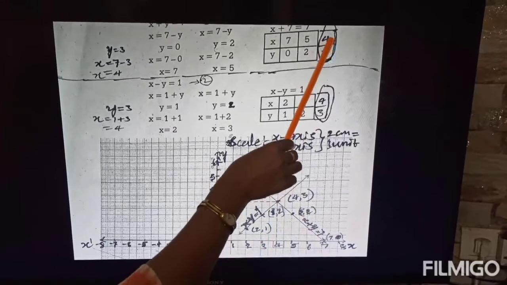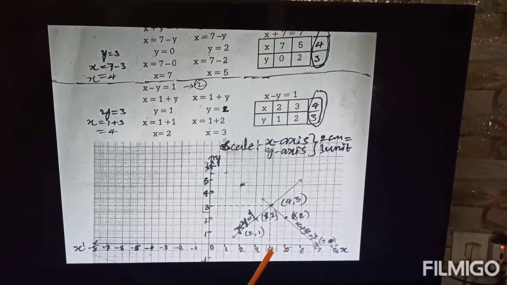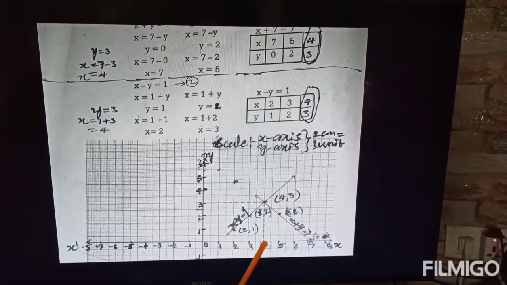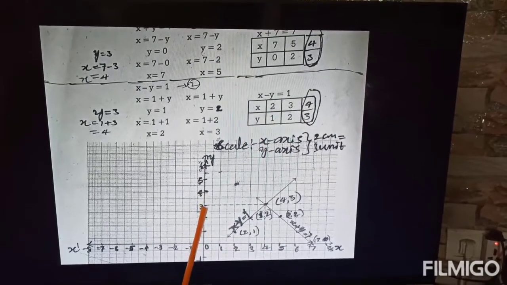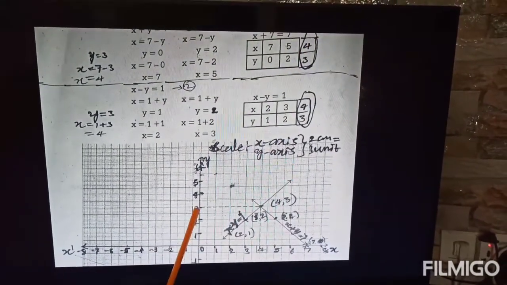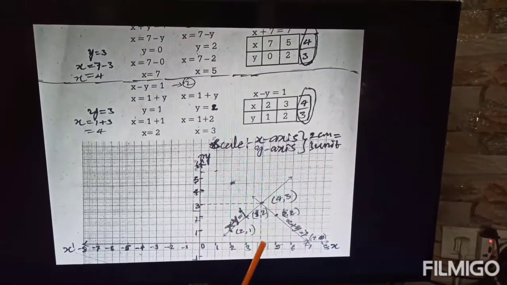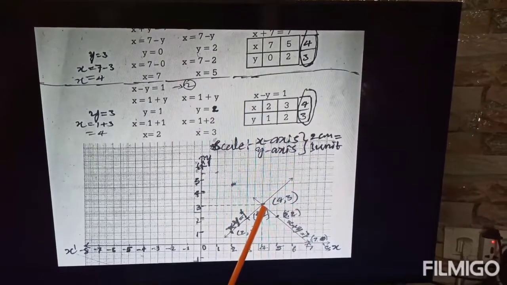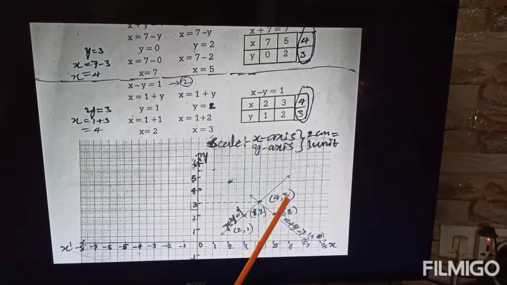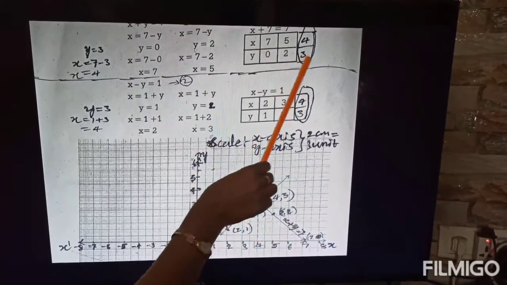Then 4, 3. Third point is 4. On the x-axis, 4 positive value is the right side from the 0. This is 4. Then on the y-axis, plus 3 means 4 and 3 both are positive. Therefore positive 3 for y is this one. Bring like this. Both are intersecting here. This is the point 4, 3. Okay. We mark these 3 points also.